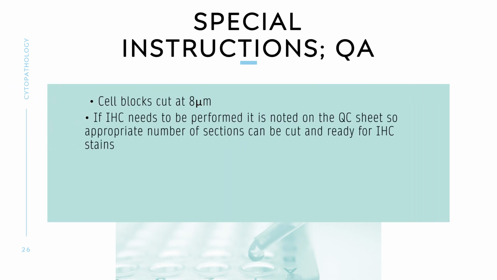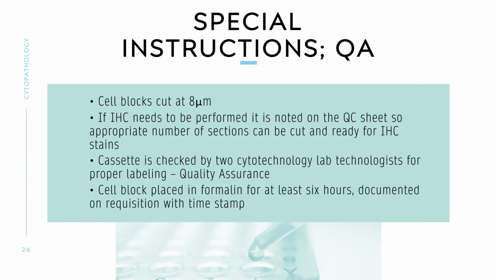Okay, so special instructions for quality assurance. Cell blocks should be cut at 8 micrometers. If immunohistochemistry needs to be performed, it is noted on the QC sheet. So an appropriate number of sections can be cut and made ready for the immunohistochemistry stains. The cassette is checked by two cytotechnology lab technologists for proper labeling to ensure quality assurance. The cell block is placed in formalin for at least 6 hours, documented on the requisition with the timestamp.